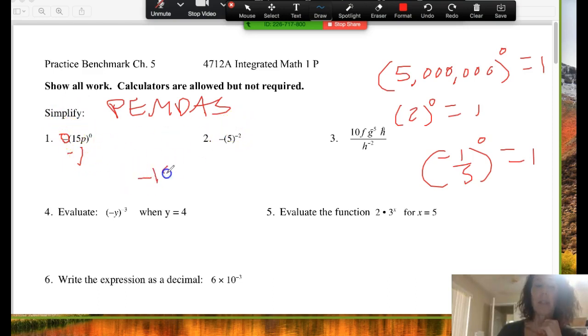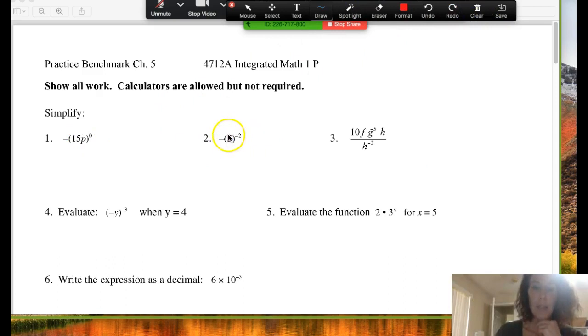That would be different than if I had negative 15p to the zero power. This would give me 1 because it's all inside the parentheses raised to the zero power. That is a negative 1. All right, on to the next one.